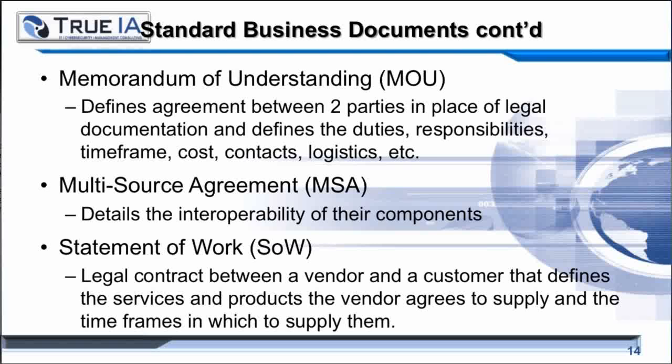Next would be the scope of work, or SOW. This is a legal contract between a vendor and a customer that defines the service and products that the vendor agrees to supply and the time frame in which they have agreed to supply them.